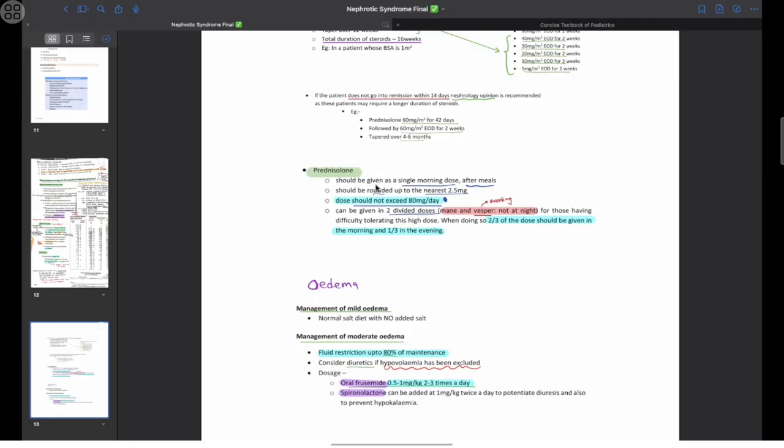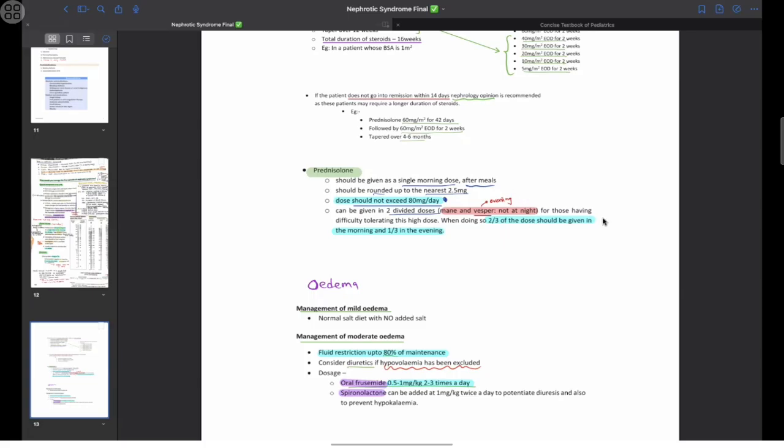Okay, so this should be given as a single morning dose after meals, and usually they give it with omeprazole also if the patient has GI disturbances. Then for gastritis, you can round it up to the nearest 2.5 milligrams, and the dose should not exceed 80 milligrams per day. You can give that in 2 divided doses, that is morning and evening.